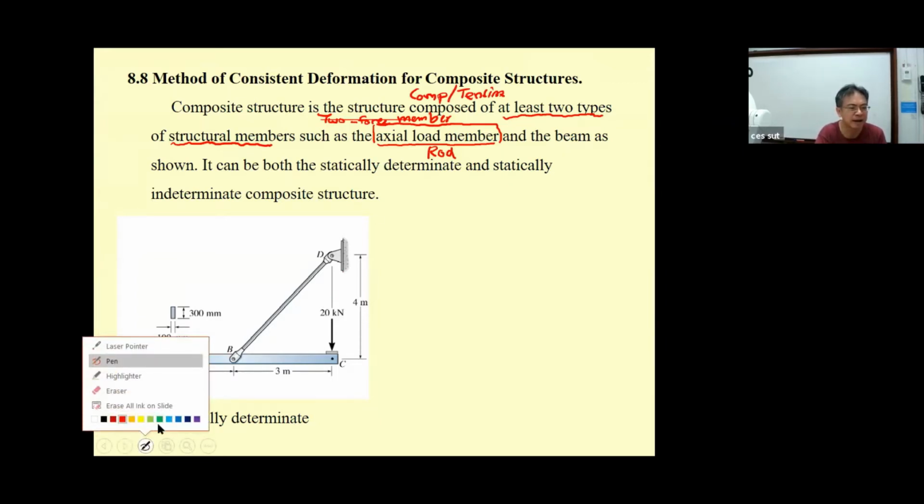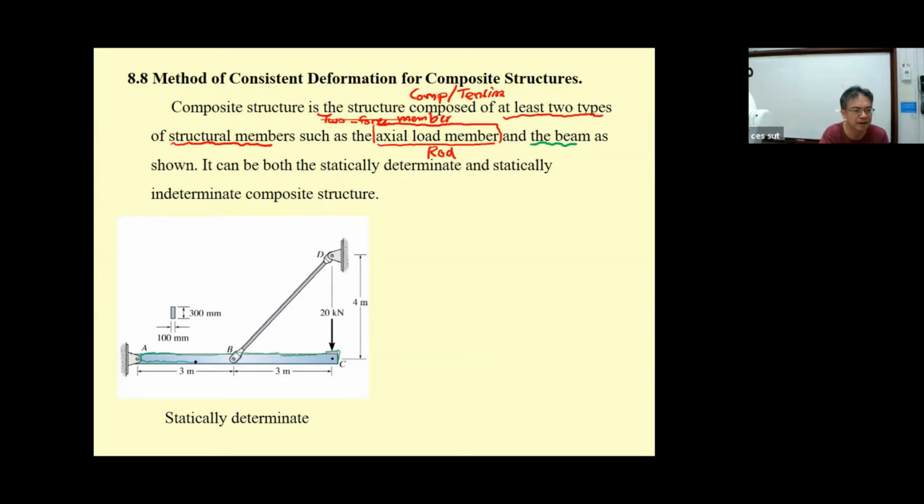And it's combined with what? Combined with the beam. For example, this structural member is considered as the beam. This rod, the rod BD, usually is connected by the pin here and by the pin here. If the composite structure is in the form like this picture, this composite structure is statically determinate, because this is going to be the 2-force member.